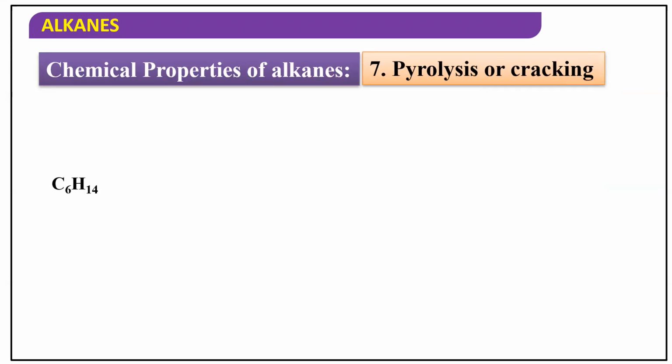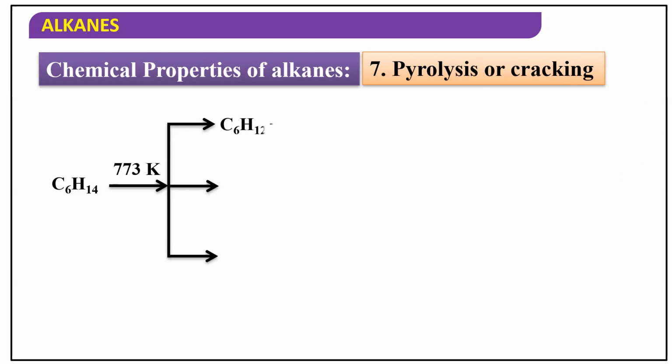C6H14, nothing but hexane. If I take hexane and heat it at 773 Kelvin, these are the different combinations of products that I get upon pyrolysis. One combination is C6H12 plus H2. Another combination is C4H8 plus C2H6. And the next combination is C3H6 plus C2H4 plus CH4.